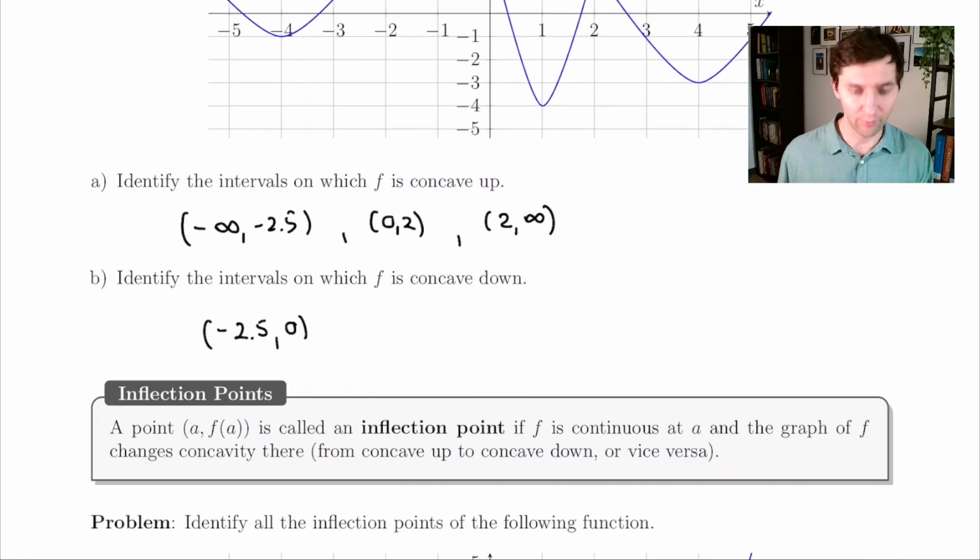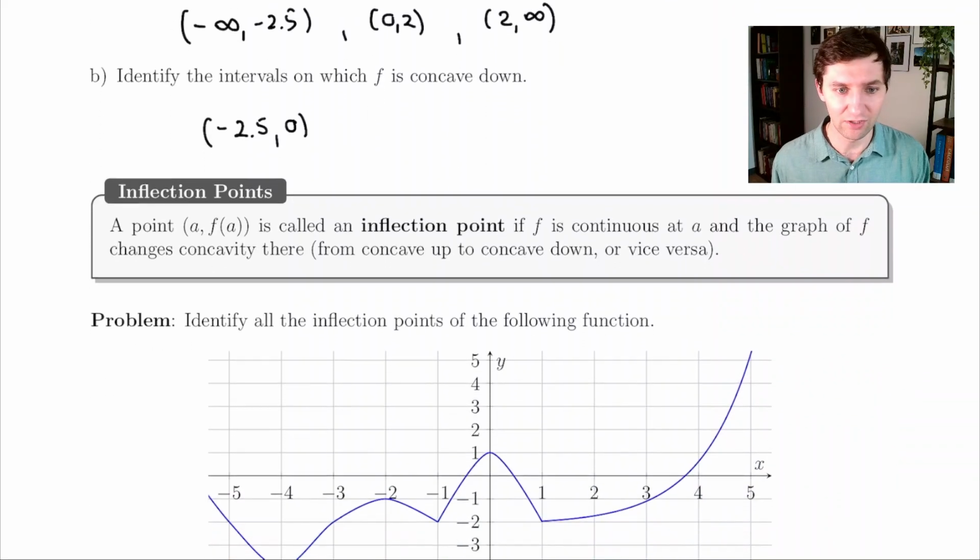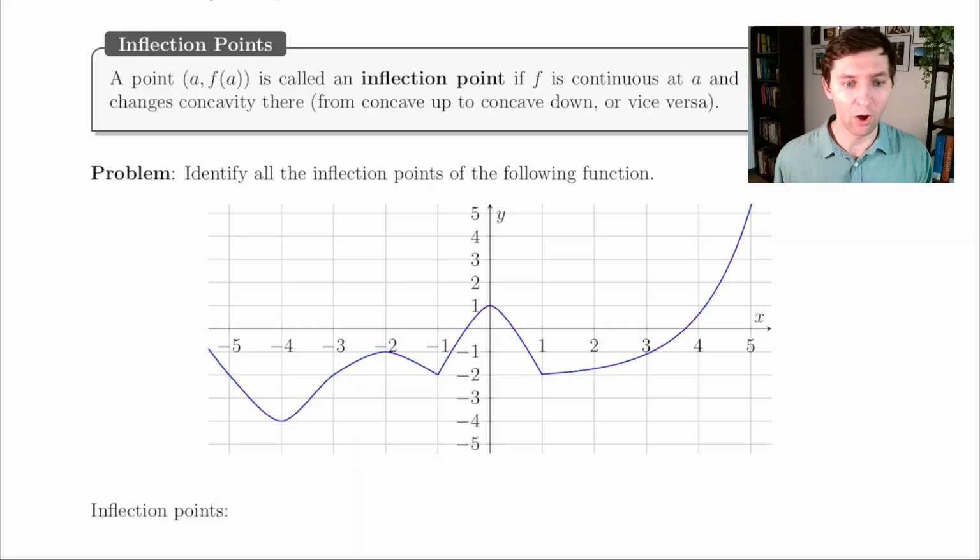An inflection point has two coordinates, and we call that point an inflection point if the function is continuous there and the graph changes concavity there from concave up to concave down or vice versa. Let's see if we understand this definition by trying to identify all the inflection points of the following function. If you would like to try this problem on your own first, stop the video now.